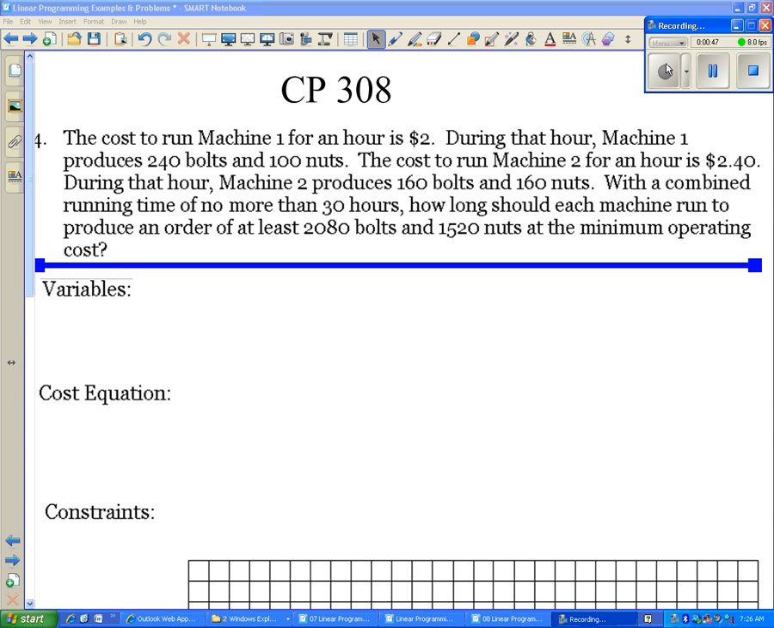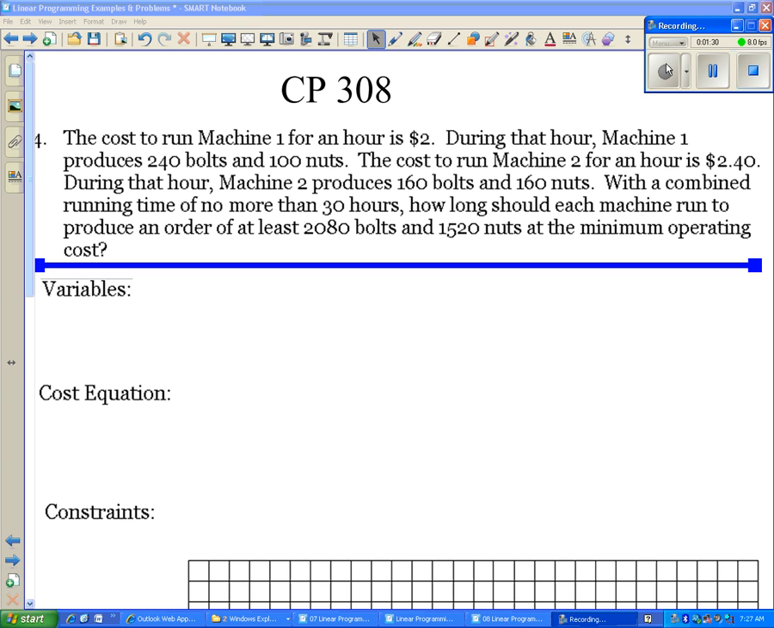So on page 308 in the course pack, the cost to run machine 1 for an hour is $2. During that hour, machine 1 produces 240 bolts and 100 nuts. The cost to run machine 2 for an hour is $2.40. During that hour, machine 2 produces 160 bolts and 160 nuts. For the combined running time of no more than 30 hours, how long should each machine run to produce an order of at least 2,080 bolts and 1,520 nuts at the minimum operating cost?